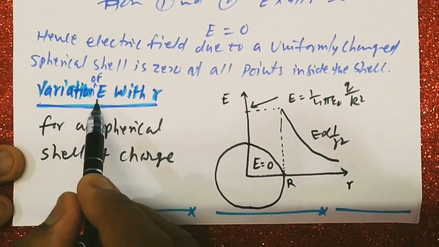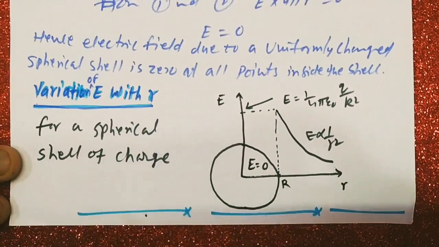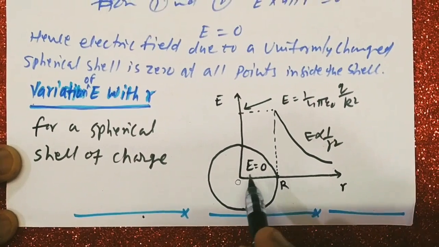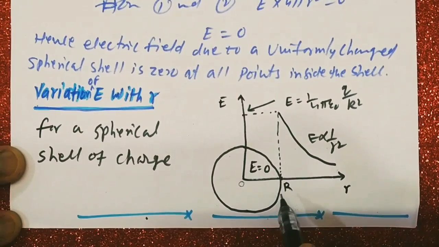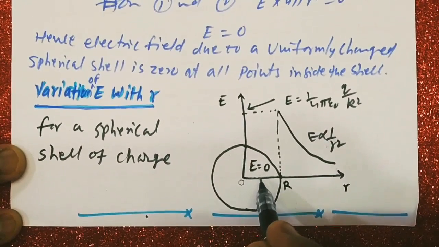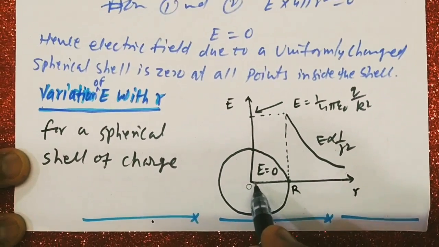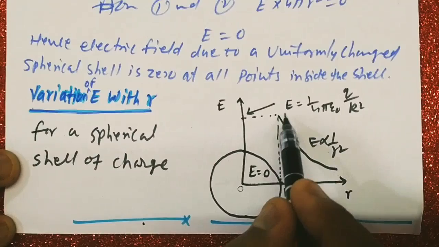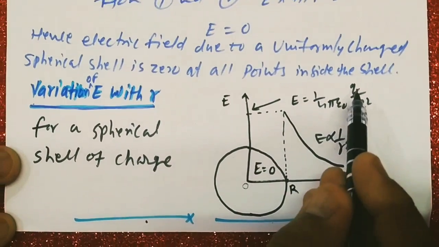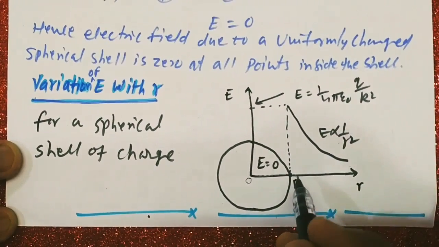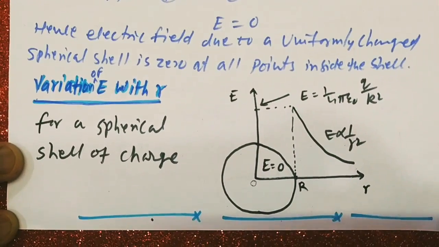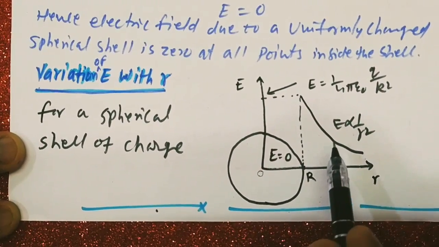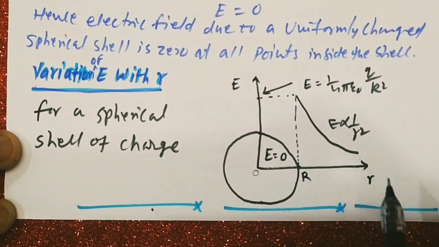Next one, variation of electric field with r for a spherical shell of charge. Here we can see that from 0 to capital R, the point lies inside the spherical shell, and we notice that the electric field is 0. This is our case number 3. At r equal to R, the electric field is maximum, E equal to 1 upon 4 pi epsilon naught q upon R square. Case number 1, as we move out of the spherical shell, the electric field varies as E proportional to 1 upon r square.